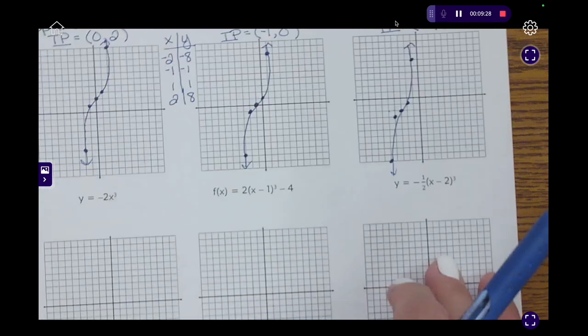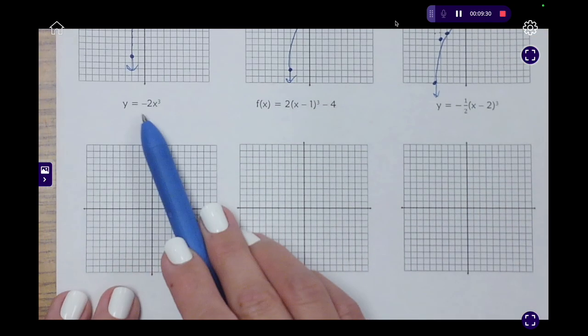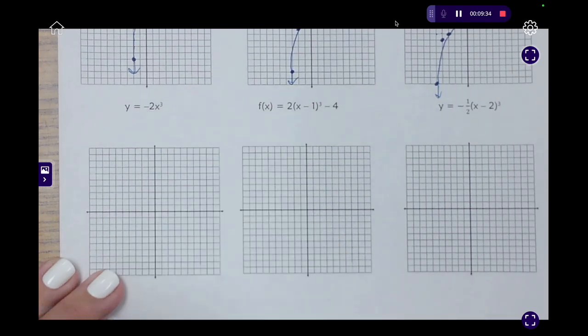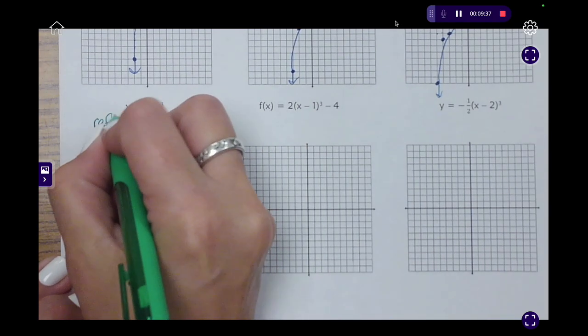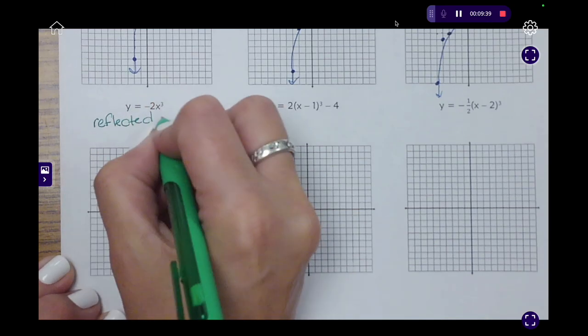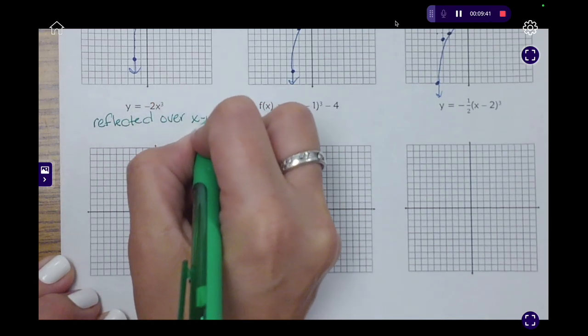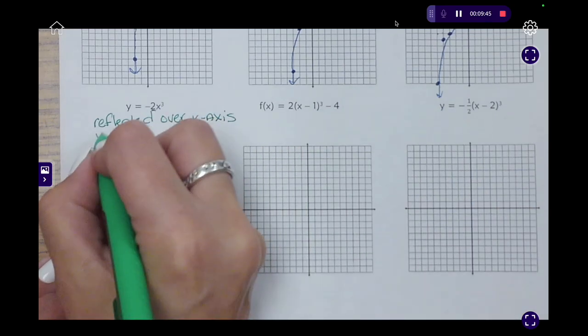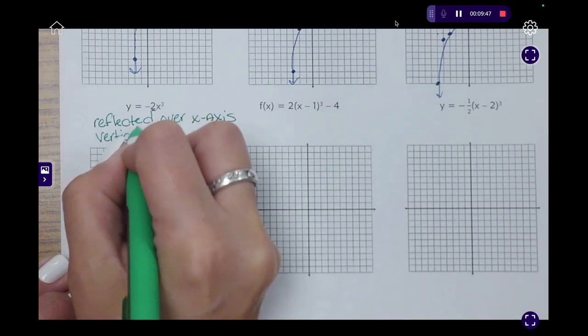So now looking at these next ones, now we're throwing in those a values. So now my a value has changed. As soon as I see that my equation starts with a negative, I know that it's reflected over the x-axis. And then just the 2 right here tells me that it is a vertical stretch by a factor of 2.